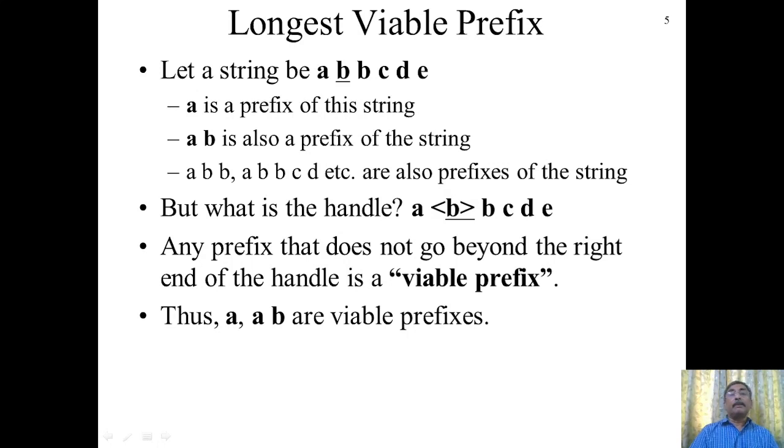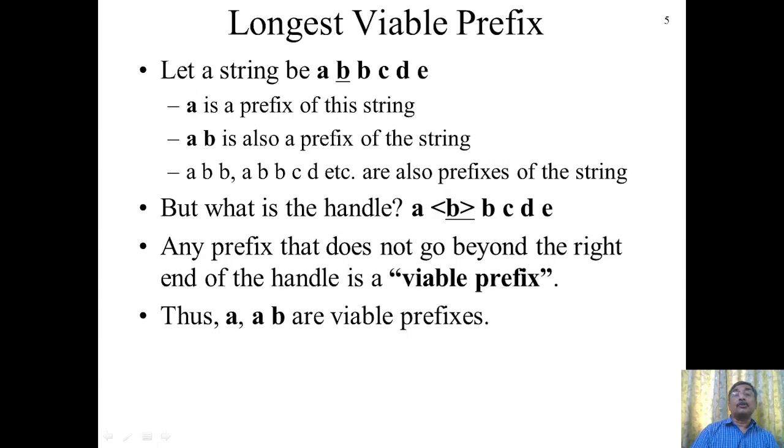Like, this is my string, forget about the underlining, that does not make any sense now. This string is like this, then this A is a prefix. This AB is also a prefix. Similarly, ABB, ABBC, ABBCD, ABBCDE, all are prefixes. Now you see the handle is, however, this one. The handle is separated from this text using angular brackets, just for your convenience.